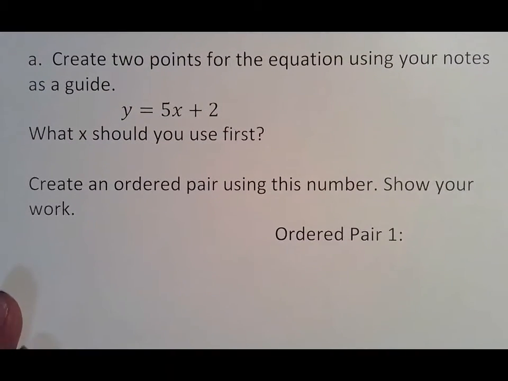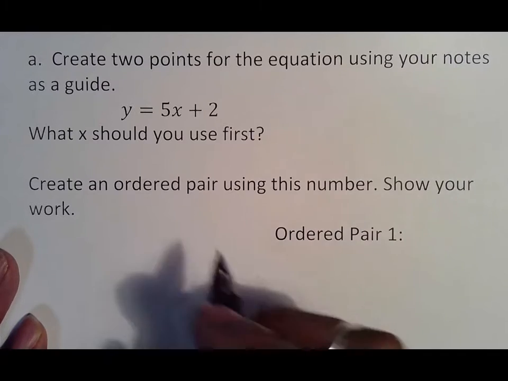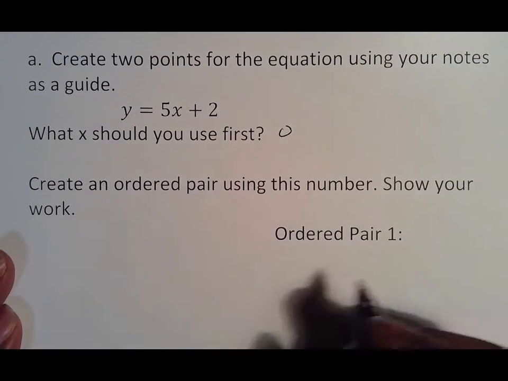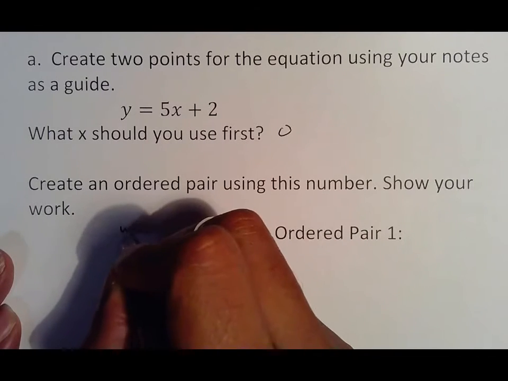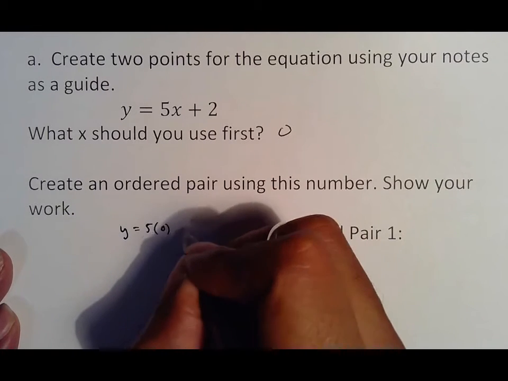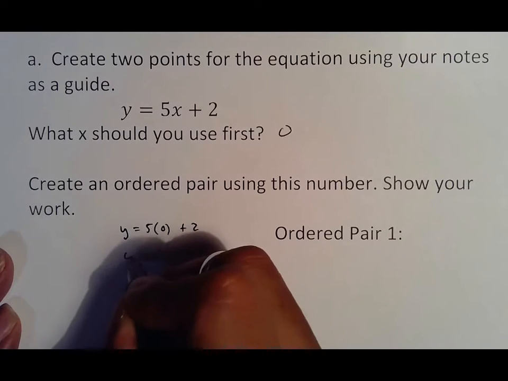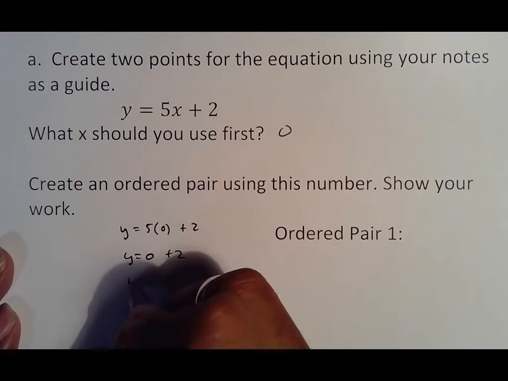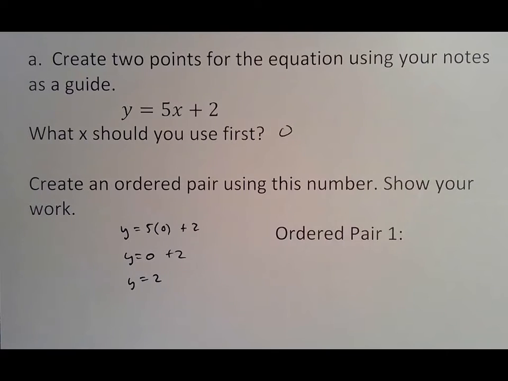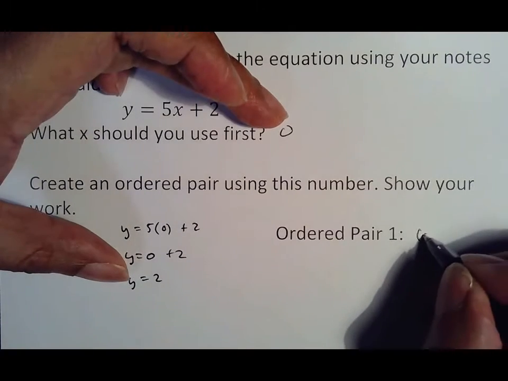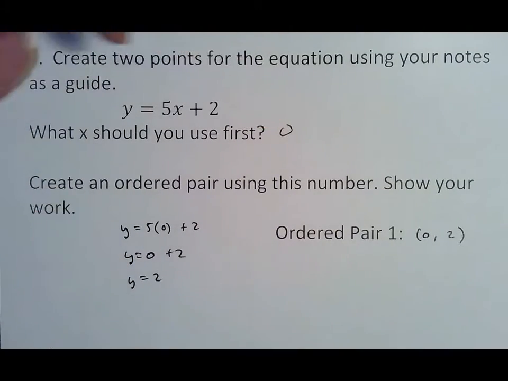So again, if they said create 2 points from the equation using your notes as a guide, what value should you use first? Of course, it is 0. So create the ordered pair using 0. That means this is x equals 0. So remember, we put y equals 5 parentheses 0 because we use the parentheses, plus 2. This turns into y equals 0 plus 2, which means that y is 2. Now you do have to show that. Although I know it's easy enough to do without it, I just need you to show it because I got to get you used to your algebra. Either way, your ordered pair is these two numbers with x first, y second, 0, 2.